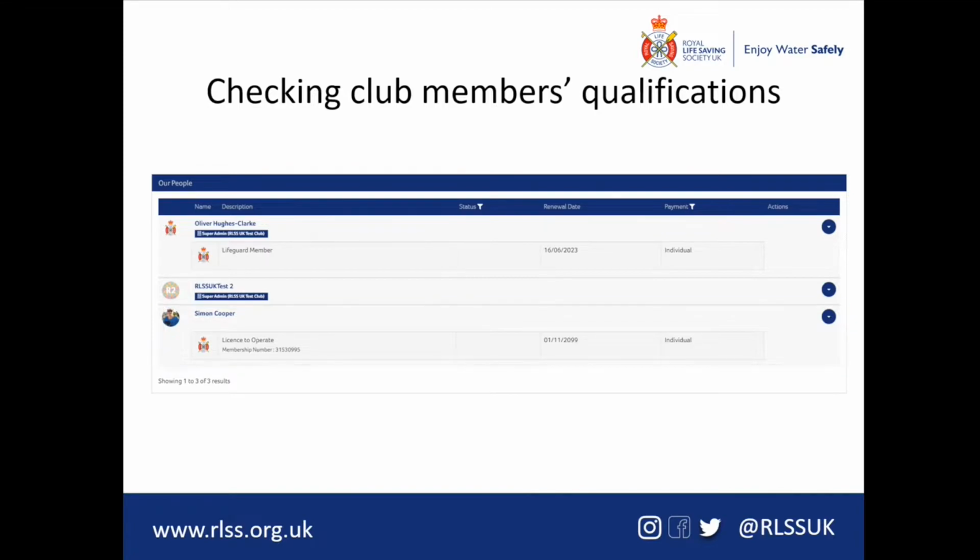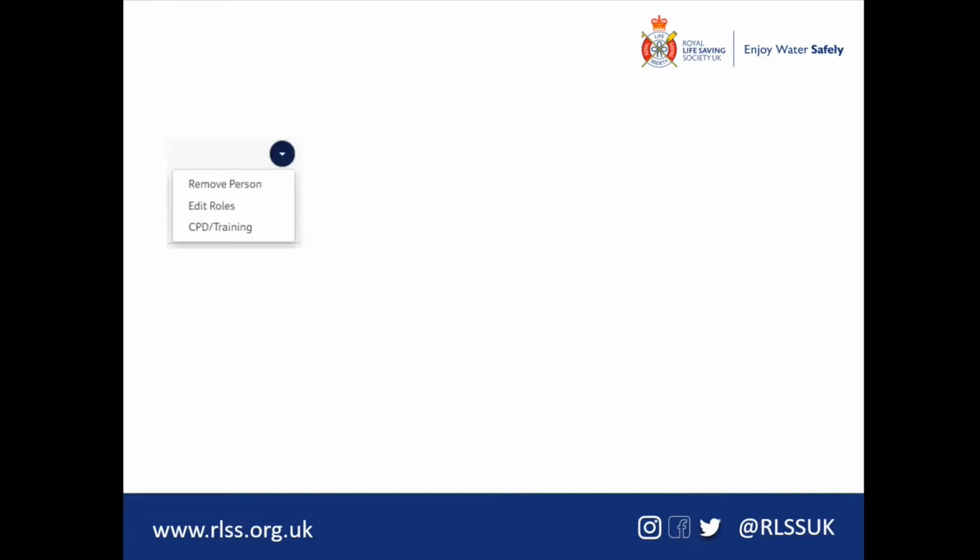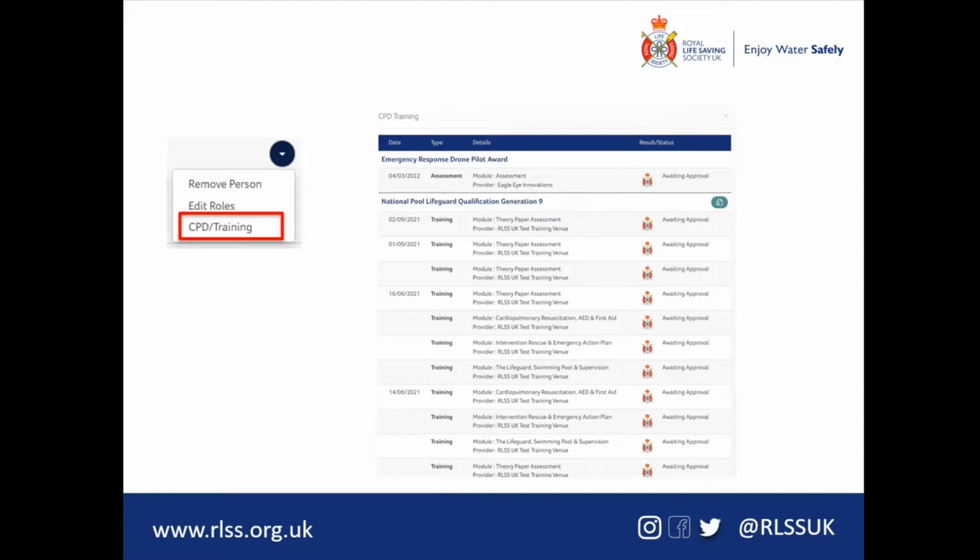You also then have this little button here, which will give you this menu, to give you several different options, but the one that most people are going to be interested in, if they're looking at awards and qualifications that the club have, is this bottom one, CPD and training. So if you click that, you will get this window, which opens up. So you'll be able to see anything and everything that they have done. And also, if there's a certificate there, you will get this icon here, which will allow you to download it.